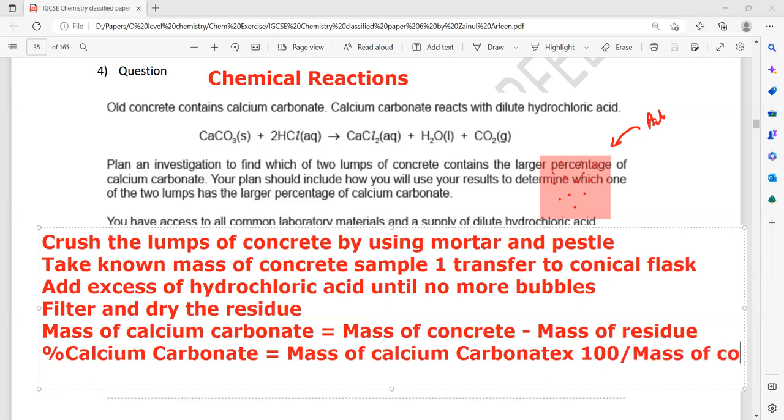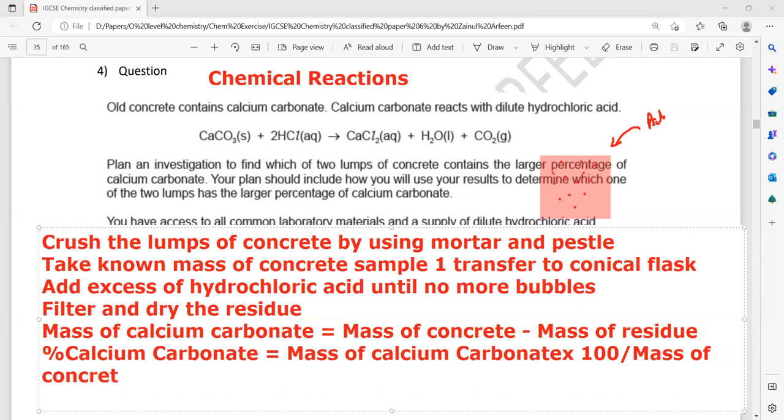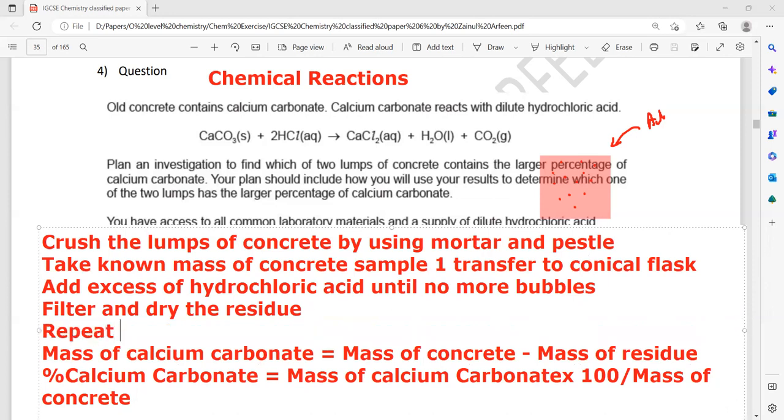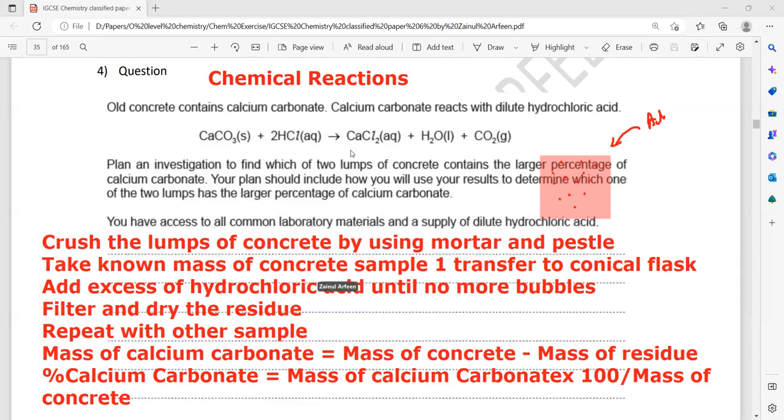And we'll repeat the experiment with the other sample, but with the same mass. Yeah, with the same starting mass. Look at what actually happened here, like how this experiment is done.